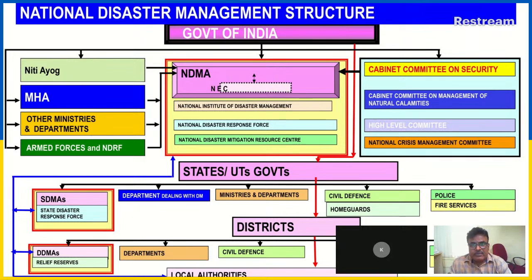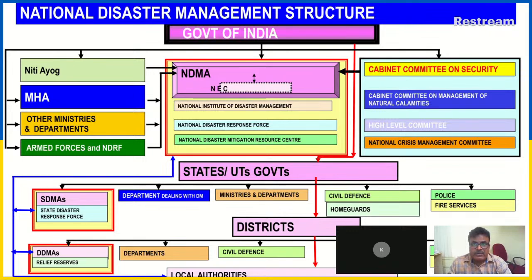NDMA, under the support of NEC, will also manage and declare all kinds of disasters at the national level or at the state level sometimes. So, for example, COVID-19 was declared as a national disaster. So, they have done that. Similarly, they have all the authority to give instructions to the state governments from time to time in case of any possible threat from disasters.